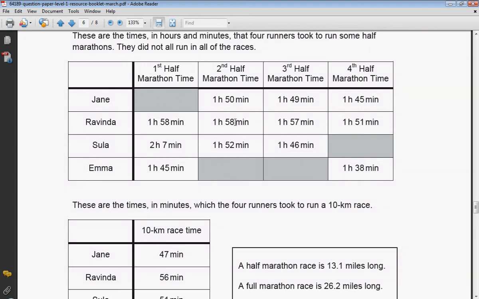Ravinda 158, 158, 157, 151. So her fastest time is 151. Sula 2 hours 7, 152, 146. So her fastest time is 146. And Emma 145 and 138. So her fastest time is 1 hour 38 minutes. So I would mark all of this information down onto the sheet and show their fastest times.